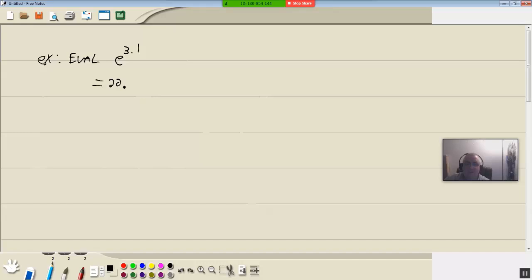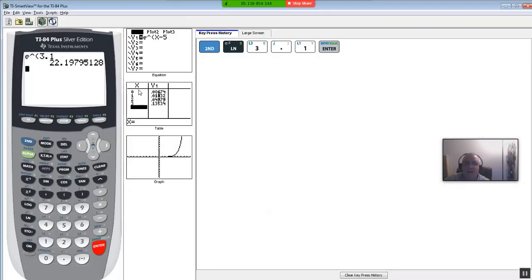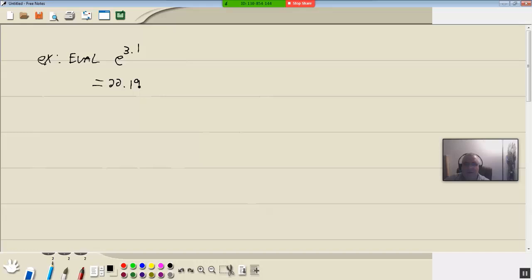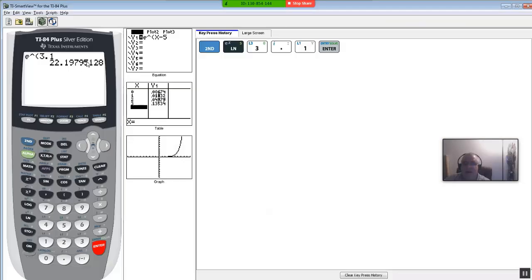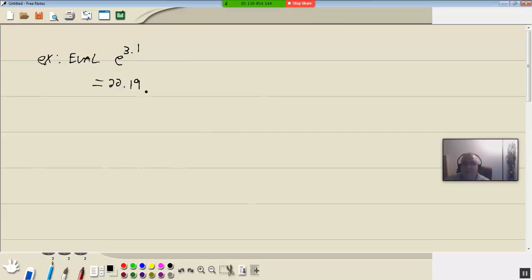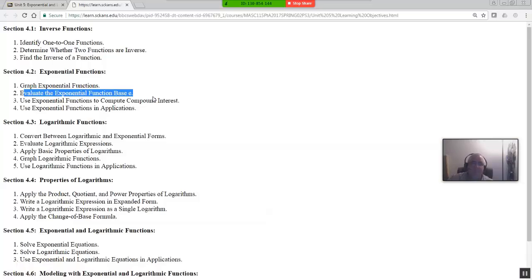Now, to 4 decimal places, we'll have 22.19. Now, I got 795. This 5 here means I'd round up, so this becomes 80, or you could just write 8. But that would be our answer. Now, that's used in compound interest, which we'll see.